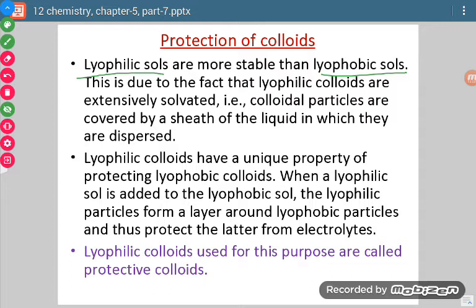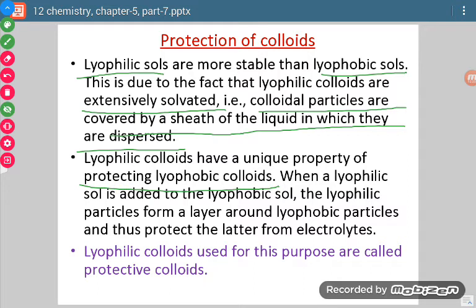Now why are they more stable? Because they are extensively solvated, that is, colloidal particles are covered by a sheath of the liquid in which they are dispersed. It means the dispersion medium molecules cover our colloidal sol particles very properly. Okay, and because of this they act as protection. Now lyophilic colloids have the unique property of protecting lyophobic colloids.